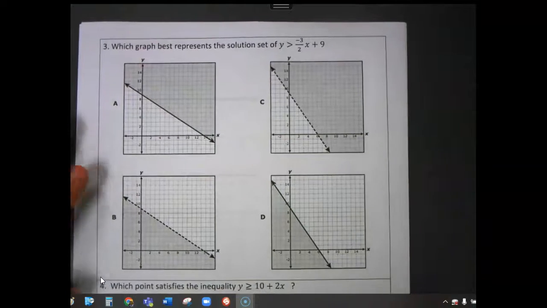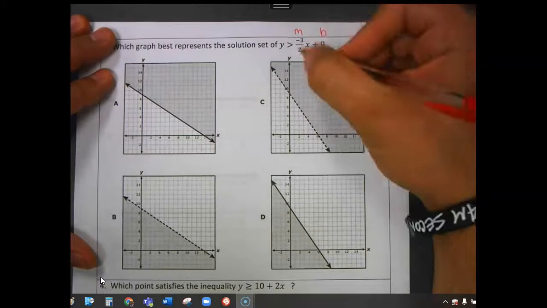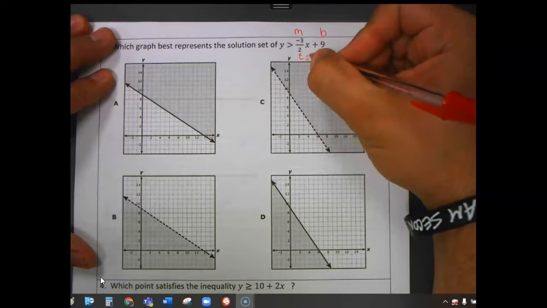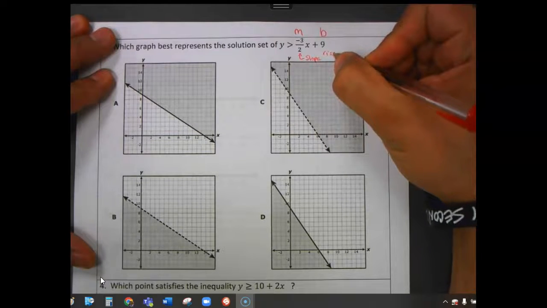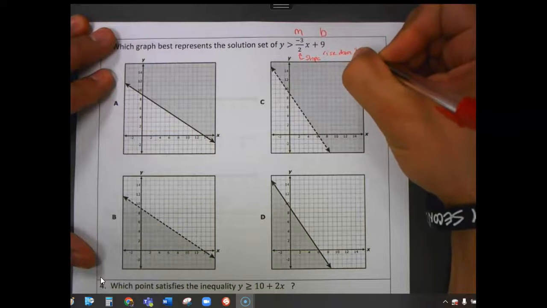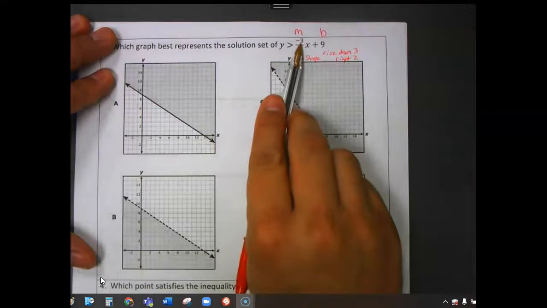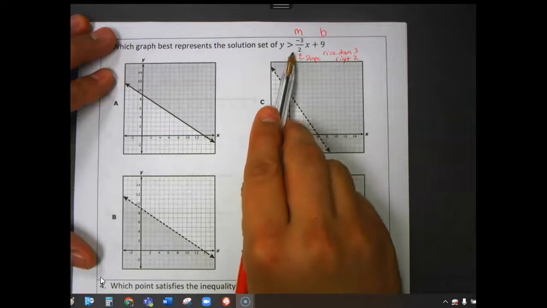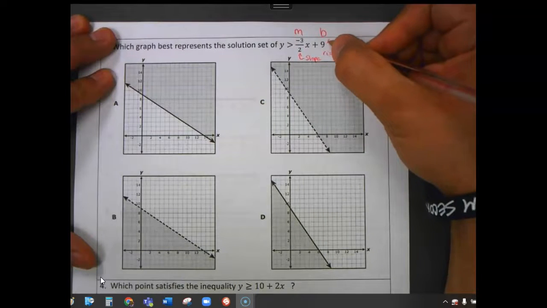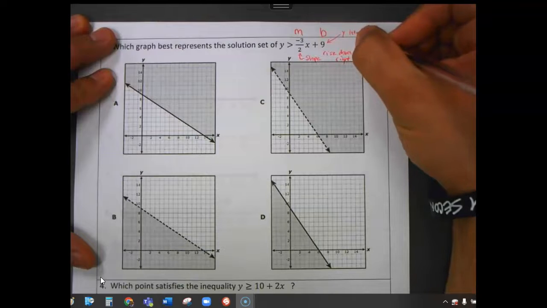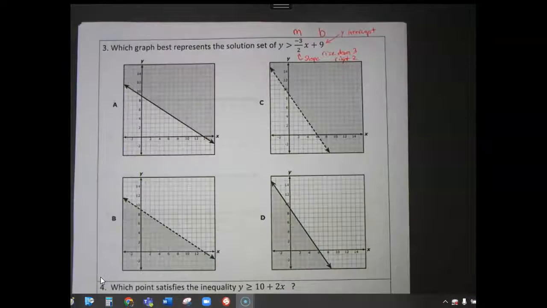Cool. All right, so remember, this is my M, this is my B, so this is my slope, which is going to rise down 3, right 2. Okay, -3/2 means down 3, right 2. And then that means that 9 is my y-intercept. That's where it hits the y-axis. So let's look for that y-intercept at 9.